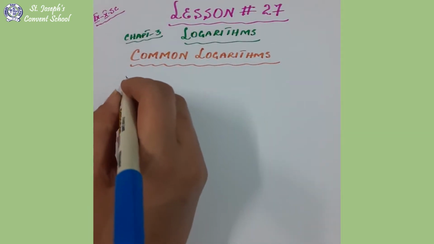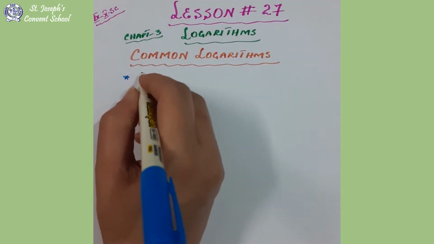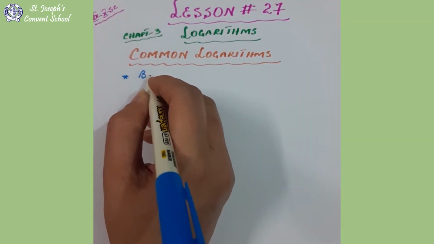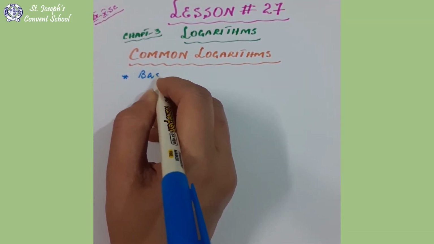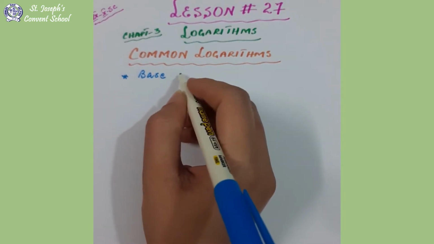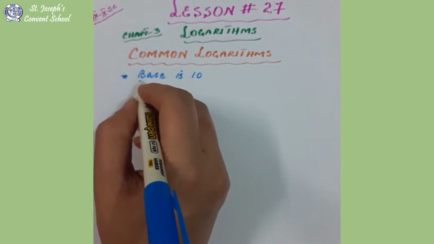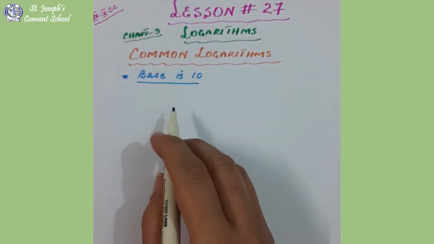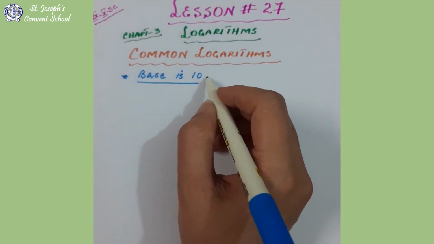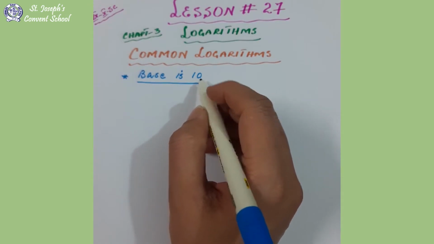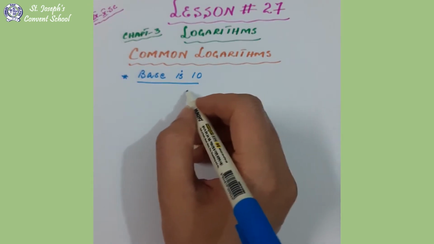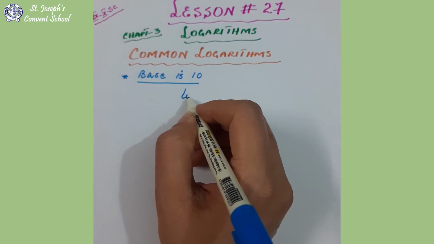It is understood that it is common logarithm and base is 10. So the main thing is it comes in the MCQs also, that what is the base of common logarithm. So the base is always 10. Okay, base of common logarithm is 10. This you have to remember for the MCQs. And usually we don't write this base and we write log.